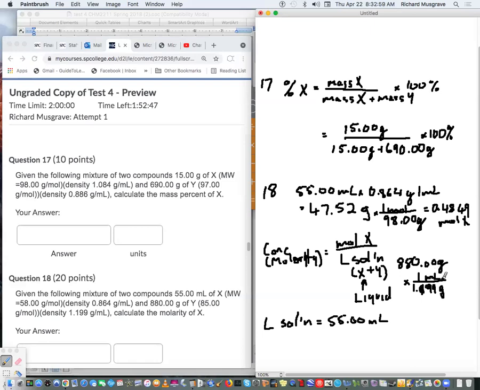Okay. 1.19 grams and then 1 mil on top here. So I'm essentially taking the mass and dividing by the density by flipping it like this. And that gives me a certain number of mils. Let's have a look at what that is. 733.94 mils. So that's what goes in here as well. And that's times 1 liter over 1,000 mils.